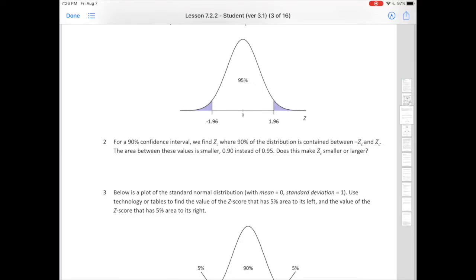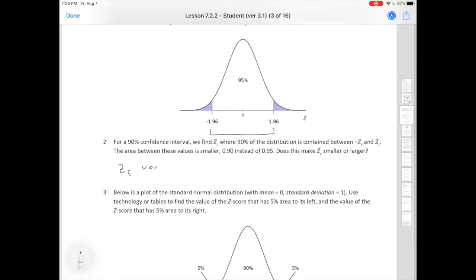It says for a 90% confidence interval, we find the critical z-score where 90% of the distribution is contained between negative zc and zc. The area between these values is smaller, 0.90 instead of 0.95. Does this make zc smaller or larger? Well, I want you guys to visualize this, okay? So what we're saying is that 1.96 standard deviations gives us 95% of that curve. But if we wanted less of that curve, are we going to go more or less standard deviations away? The answer is less, okay?